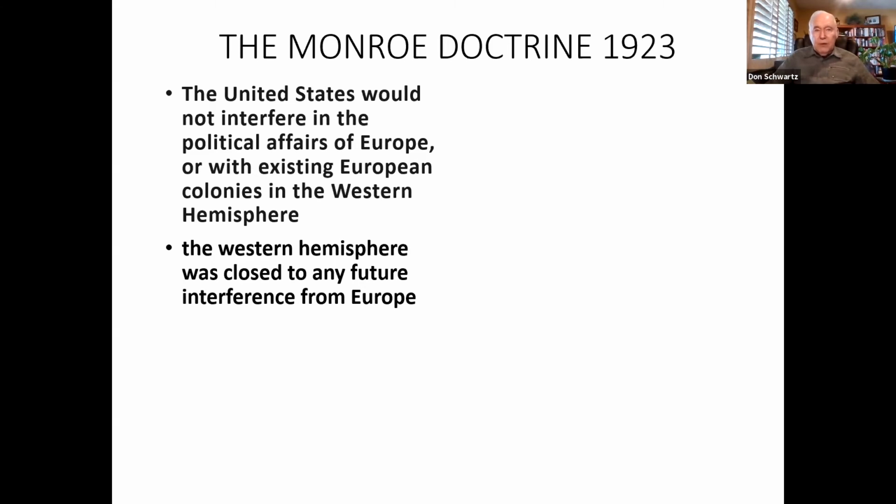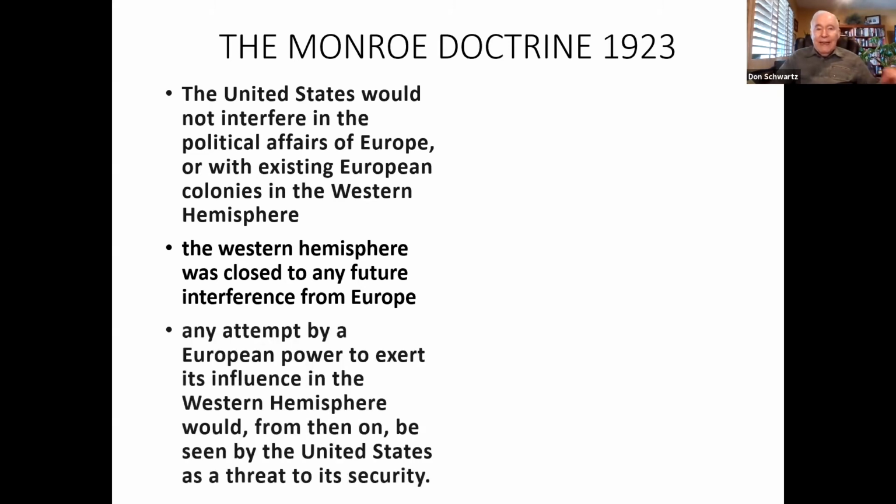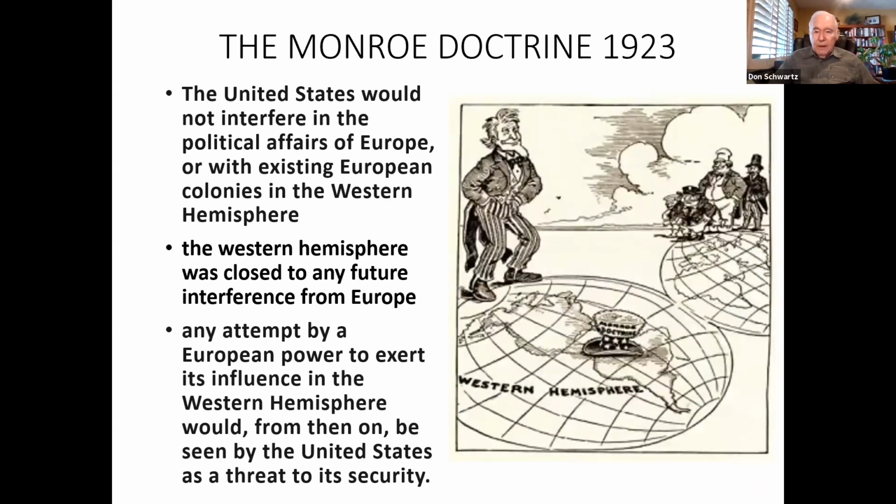So the main thrust of the Monroe Doctrine was that the United States and Europe should stay out of each other's neighborhoods. And Monroe added a warning that any attempt by a European power to exert its influence in the Western Hemisphere would from then on be seen by the United States as a threat to American security. And so the Monroe Doctrine was yet another plank in the strategy to keep the United States isolated from Europe, as illustrated by this cartoon.